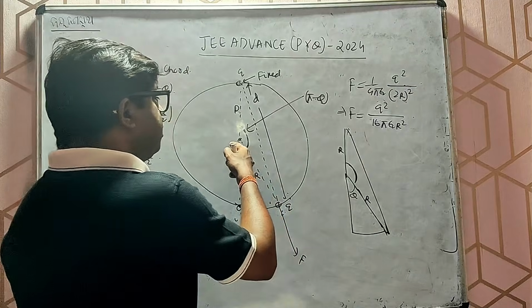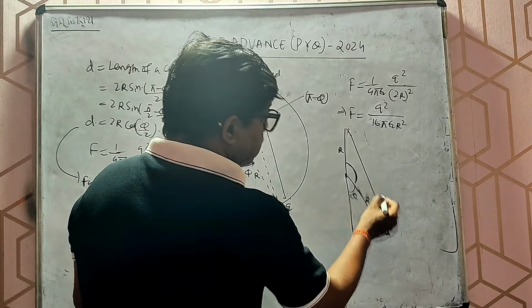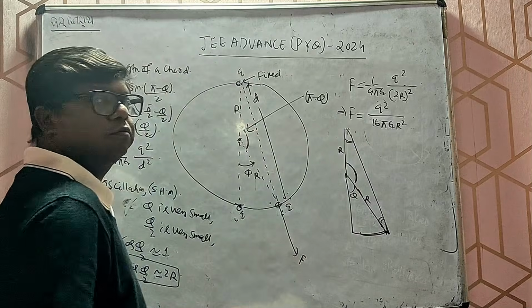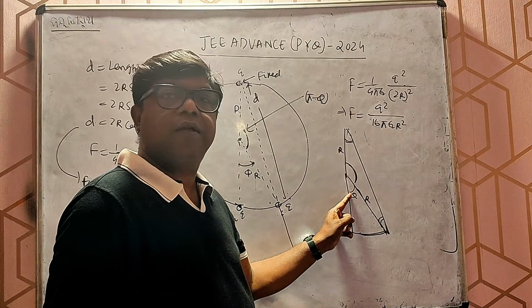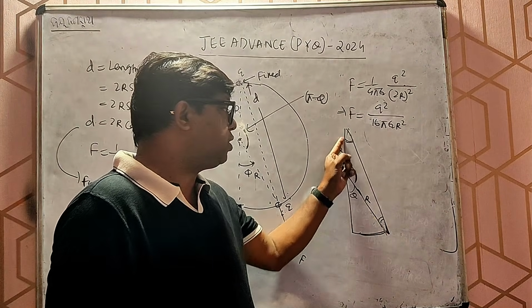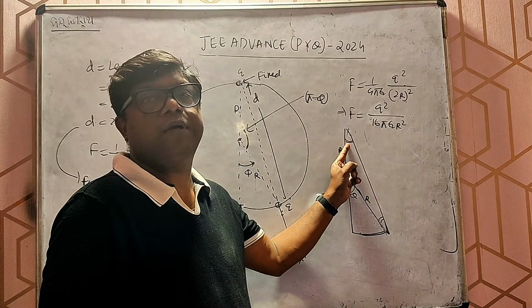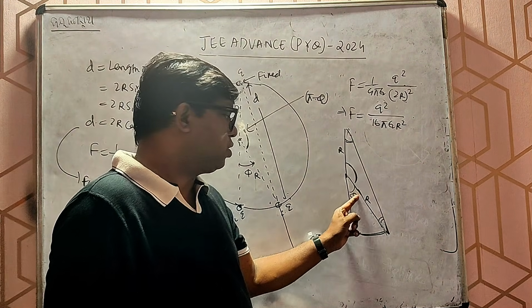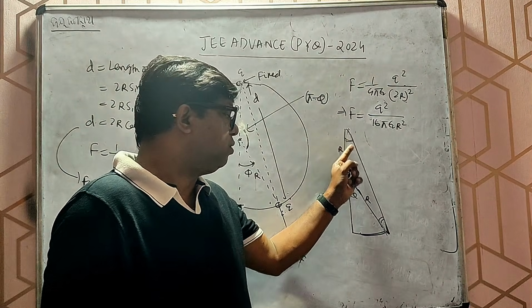So this is r. That means this angle must be equal to this angle, because in this triangle, the exterior angle equals the sum of the interior angles. So this is r, this is phi, which means this should be phi by 2 and phi by 2. The exterior angle must be equal to the sum of the interior angles. So exterior angle phi is equal to phi by 2 plus phi by 2.